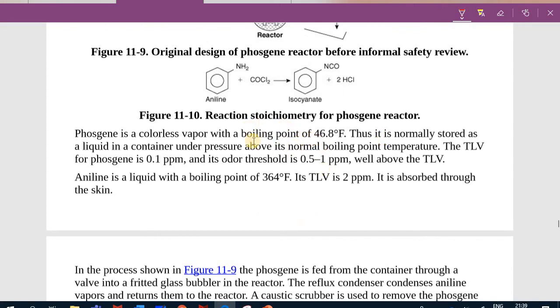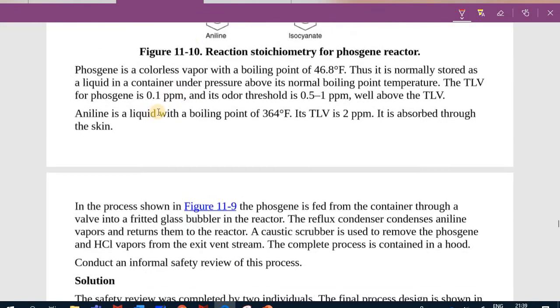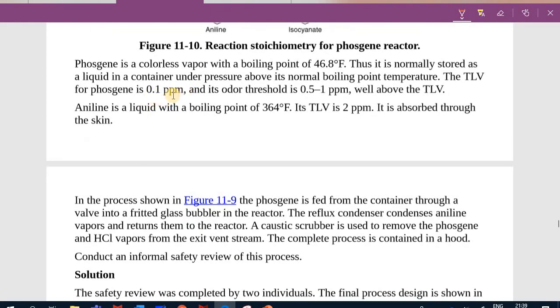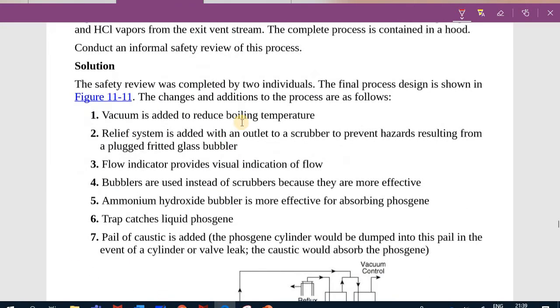Okay, and there is some information that phosgene is colorless. It has a very low boiling point, if you can see here. The threshold limit value for phosgene is 0.1 ppm, so we should consider that no one is going to be exposed to that, and how long he can be exposed to it. Aniline is also dangerous, and it has 2 ppm, and so on. So how was the safety review completed? The safety review was completed by two individuals on the final process design. You see, only two people, huh?